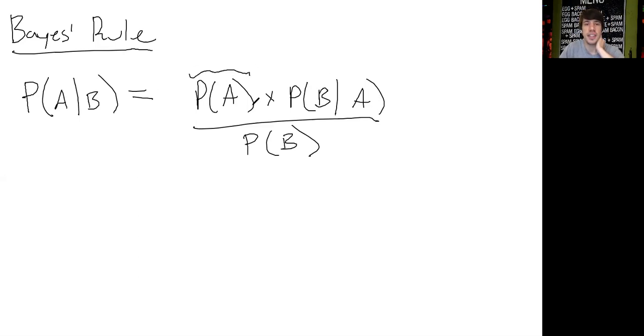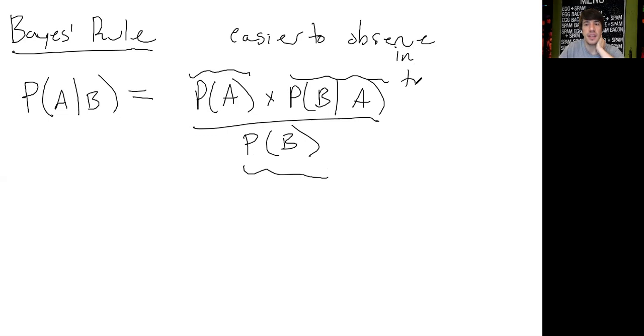because for whatever reason, these quantities here are going to turn out to be easier to observe in the training data. So in the data that we're learning from, it's going to turn out to be easier to learn these things. And so we're going to observe these quantities from the training data and then use those to make predictions. Okay, so let's do an example.